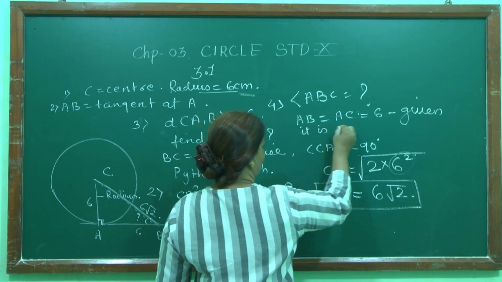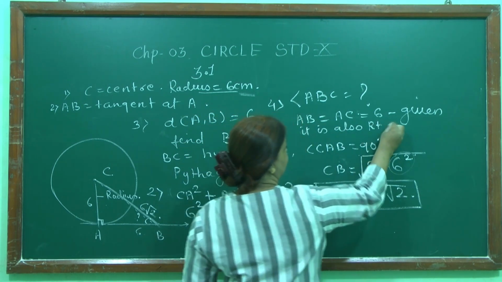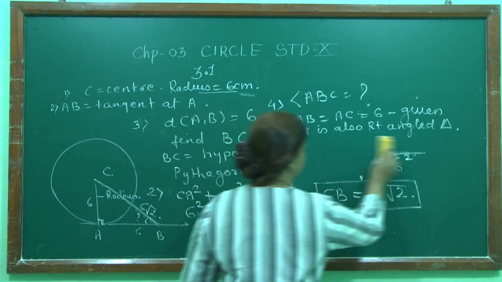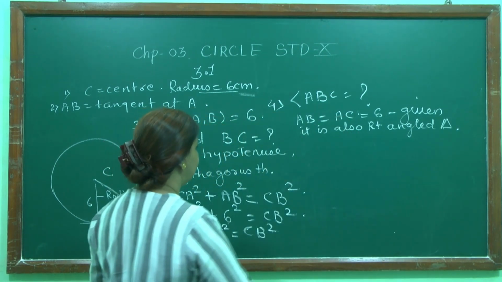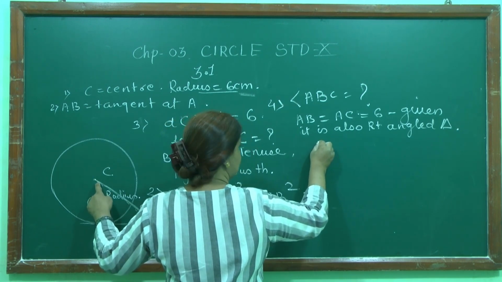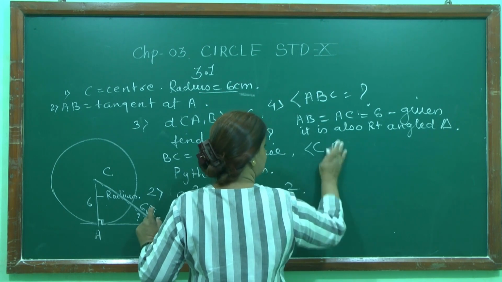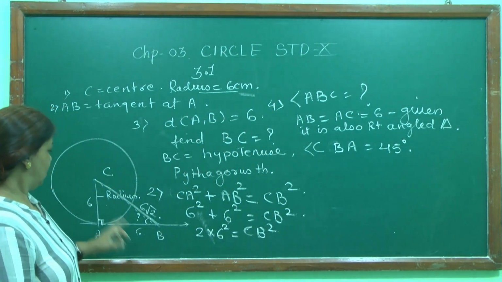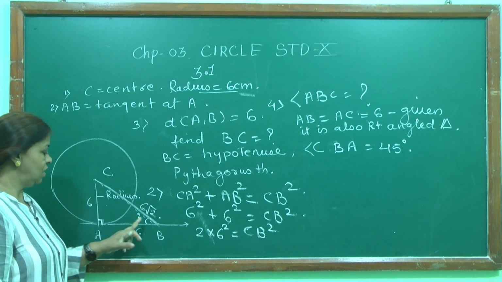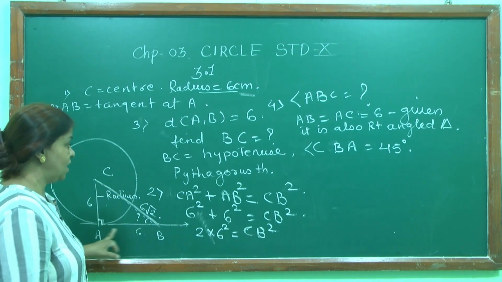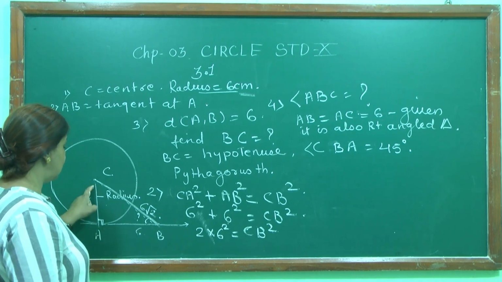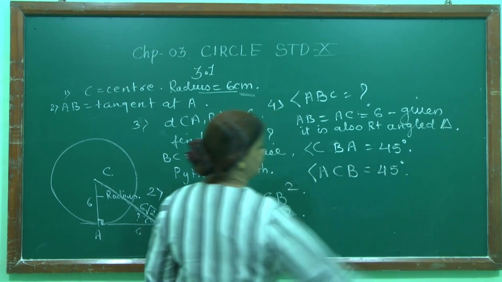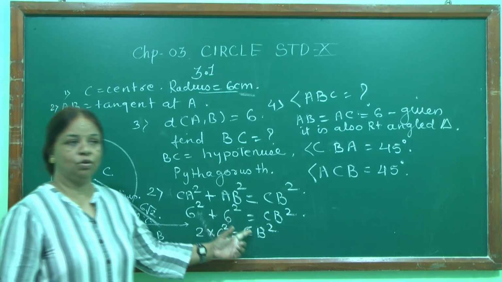It is also a right angled triangle. In a right angle triangle, if two sides are equal, then the angles will be 45 degrees. So angle CBA is equal to 45 degrees. Since it is a right angle triangle and both the sides are equal, this angle will be 45 degrees. Not only CBA will be 45 degrees, but also ACB will be 45 degrees. You can pause the video and write this down.